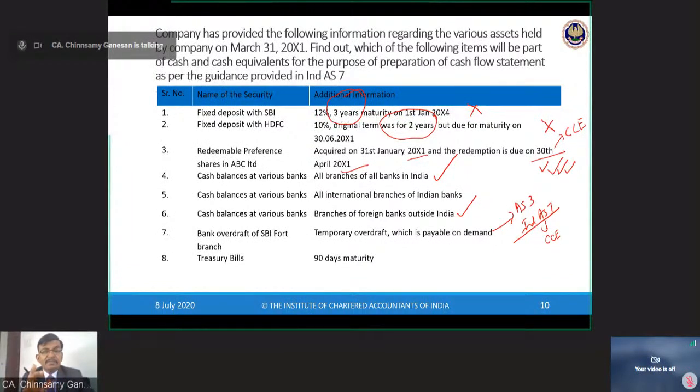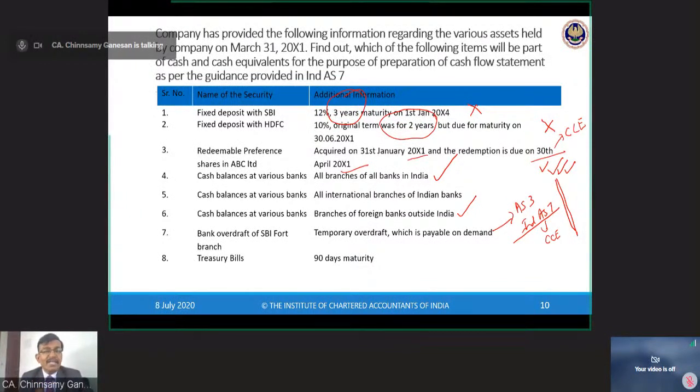So CC will be treated as part of your financing activity, whereas temporary overdraft will be taken as part of your cash and cash equivalent as per Ind AS 7. What AS 3 says, AS 3 is not considering bank overdraft as part of your cash and cash equivalent. So there is a significant difference between AS 3 and Ind AS 7 with respect to bank overdraft.